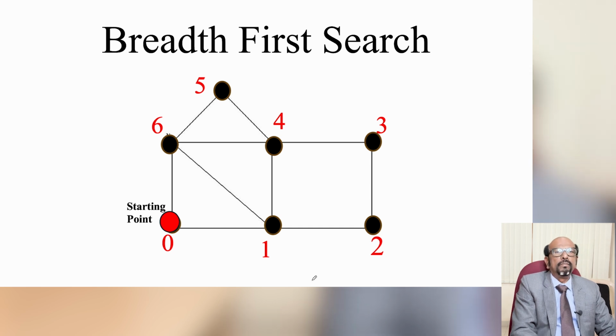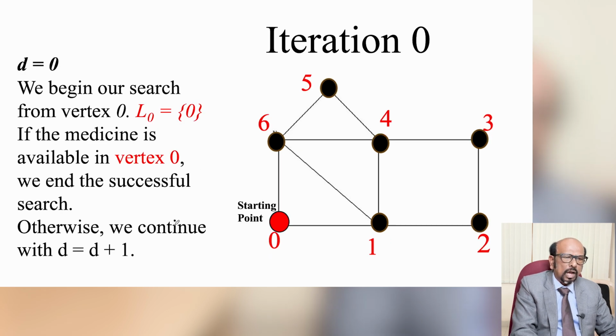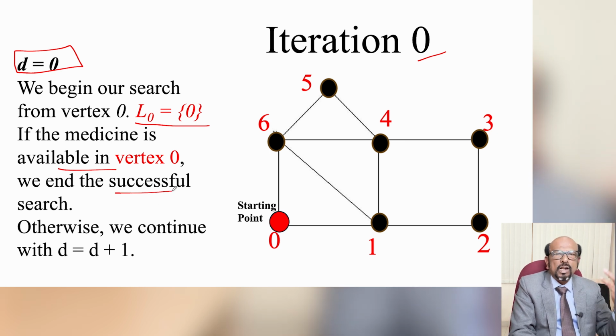So for example, let us assume 0 is the starting point. If you start from 0, verify whether it is available at 0. No, the medicine is not available here. Then what shall I do? D equal to 0. This is iteration 0. So L0 is the set of vertices at distance 0. It's the same vertex. If the medicine is available in vertex 0, we end the search successfully. Then we are done. If it is not available in 0, what shall I do? D equal to D plus 1.